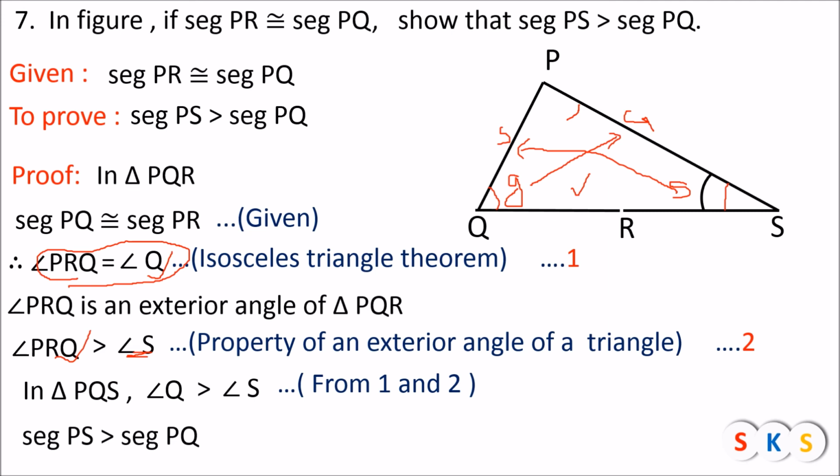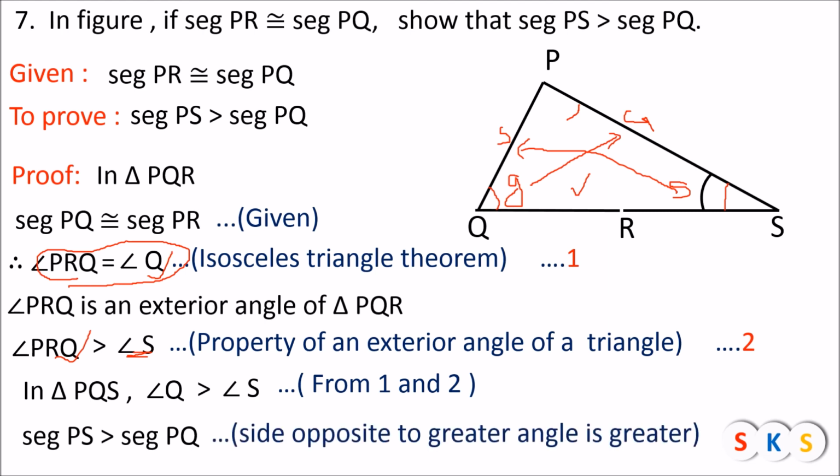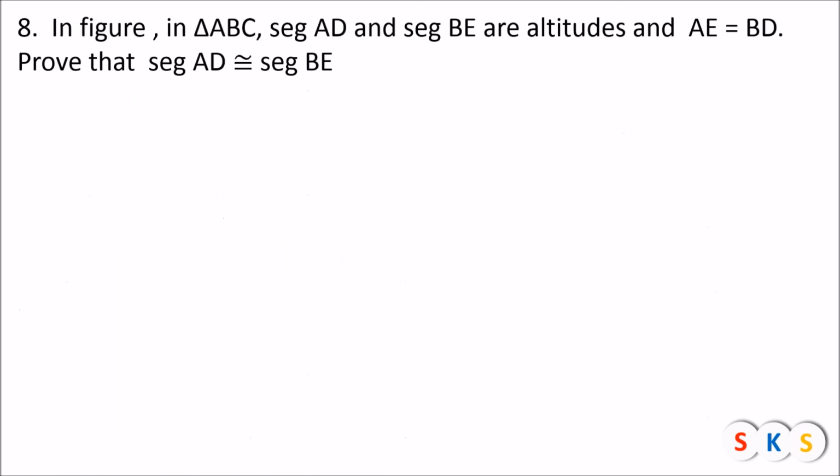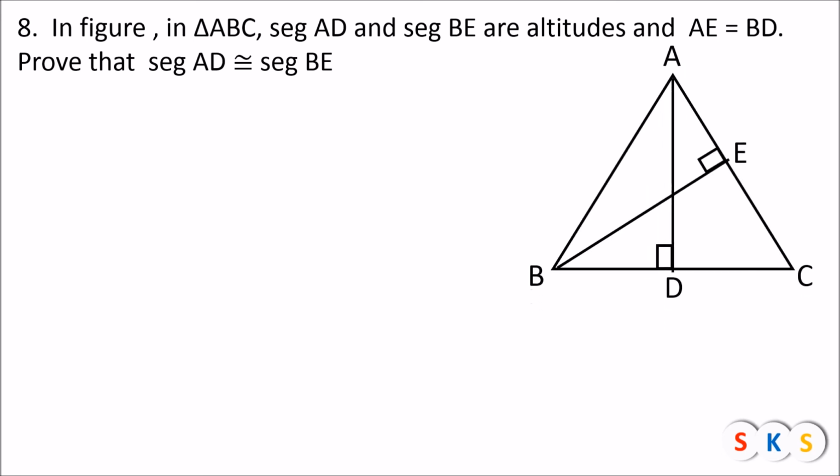Now here we have question number 8 in the figure. In triangle ABC, seg AD and seg BE are altitudes, and AE equals BD. Prove that seg AD is congruent to seg BE. Let's see the given part of this question. In triangle ABC, seg AE is congruent to seg BD. What I have to prove? Seg AD is congruent to seg BE. Let's see the proof of this question.